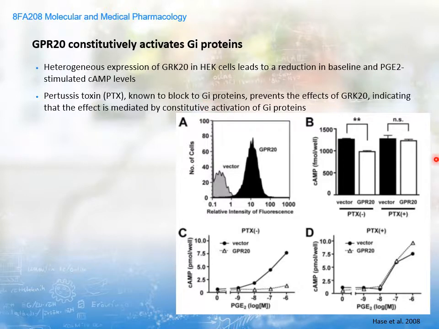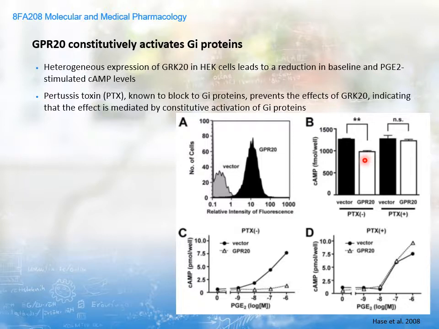actually blocks Gi proteins. So the inhibitory G proteins are blocked by pertussis toxin. What happens now if we add pertussis toxin? We are blocking Gi and the effect disappears. That tells us that the effect of the expression of GPR20 is mediated through Gi. GPR20 actually triggers these cells through the constitutive activation of Gi proteins to reduce the level of cyclic AMP.